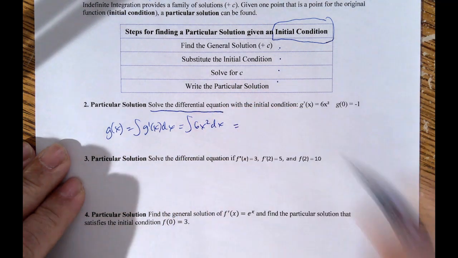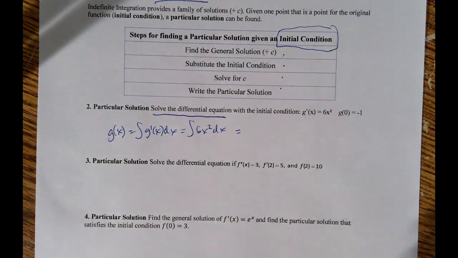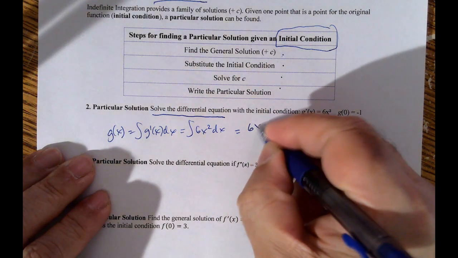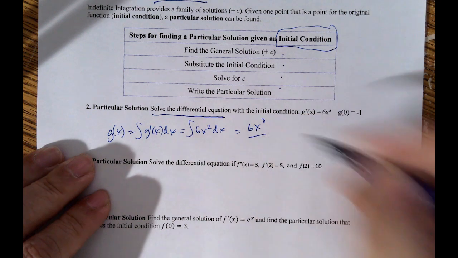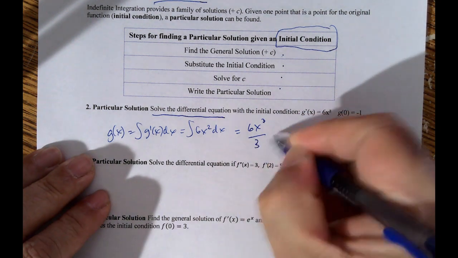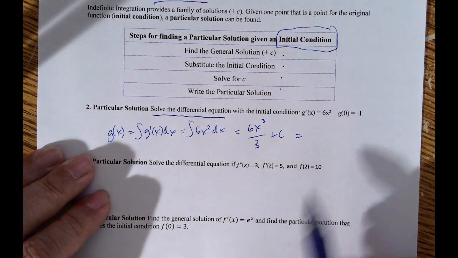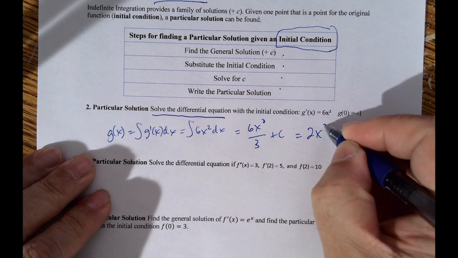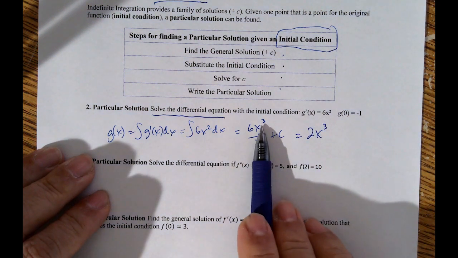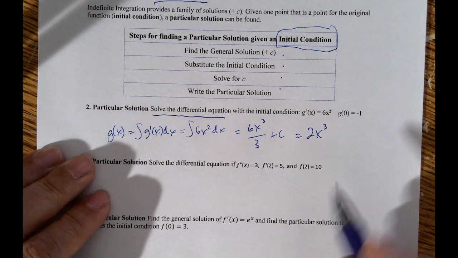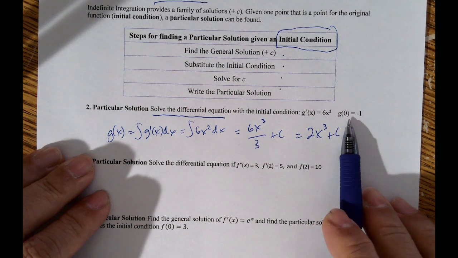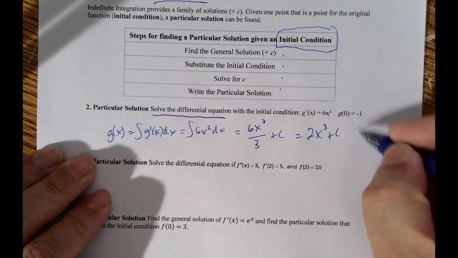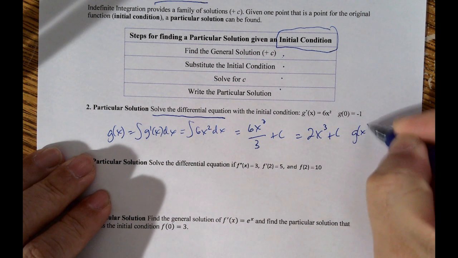All right, when we integrate that, so it's going to be 6x, add 1 to the exponent, divide by the new exponent, plus c. So this simplifies to 2x to the third. Yeah, just in case you can't tell, that's a 3. All right, plus c. Now, they give you an initial condition. So that means, remember, this is g of x equals 2x cubed plus c.